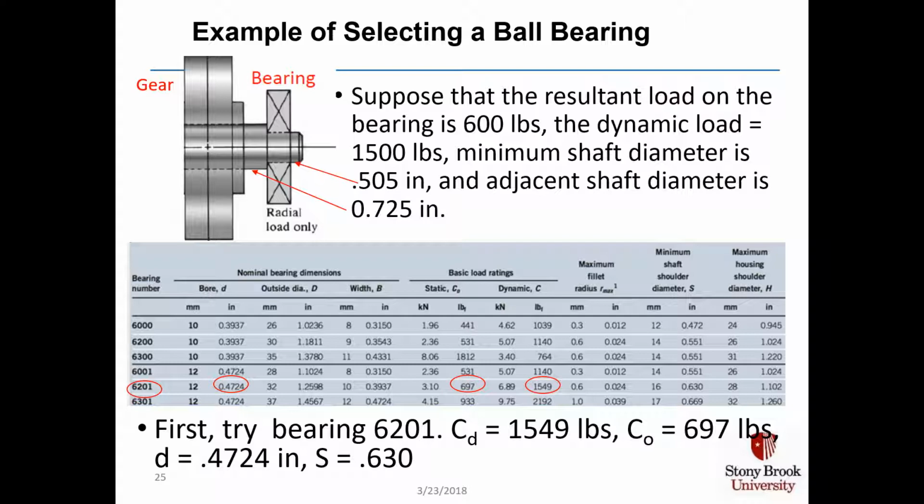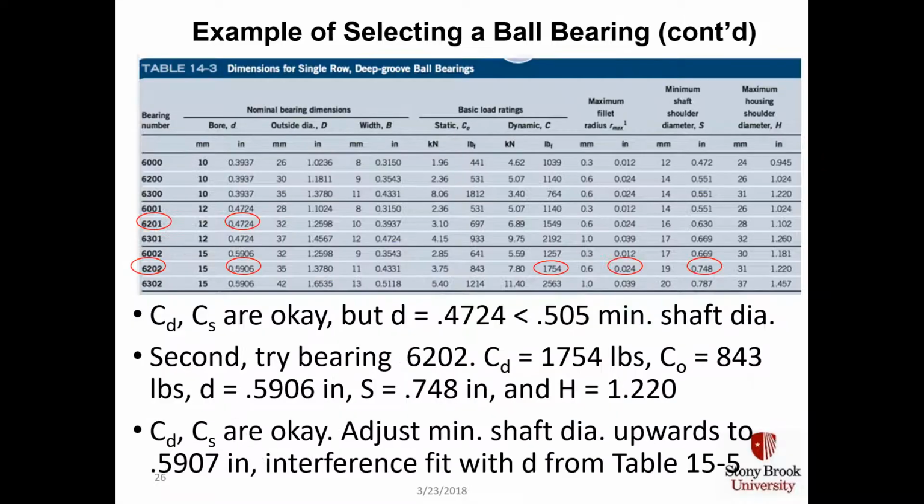It has a bore diameter of 0.4724 and a minimum shaft shoulder diameter S of 0.63. The first thing you notice is that the basic load ratings are okay, but that the bore diameter for the bearing of 0.4724 inches is less than the 0.505 minimum shaft diameter. So now we have to try another bearing.